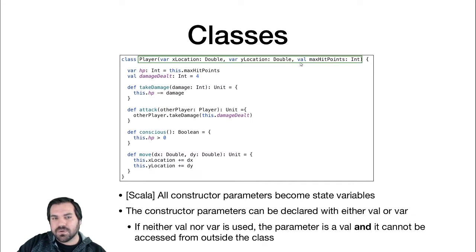Like max hit points, for example, we could leave off val here because we're never going to want to access that directly. We know what it is because we call the constructor and it's never going to change, so we know what it's going to be. But we put the val here so we can't access it outside of this class.